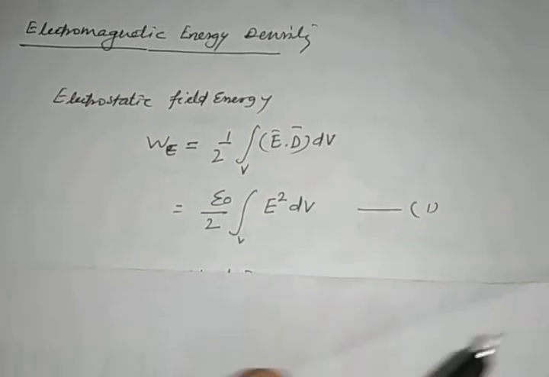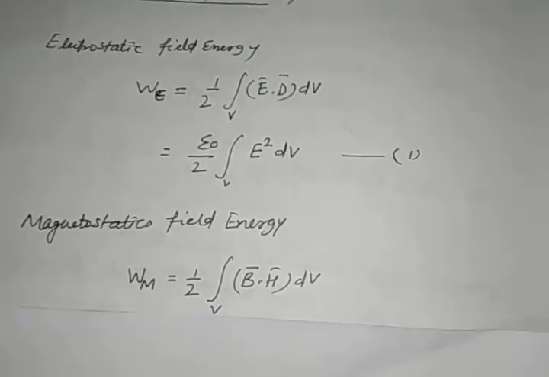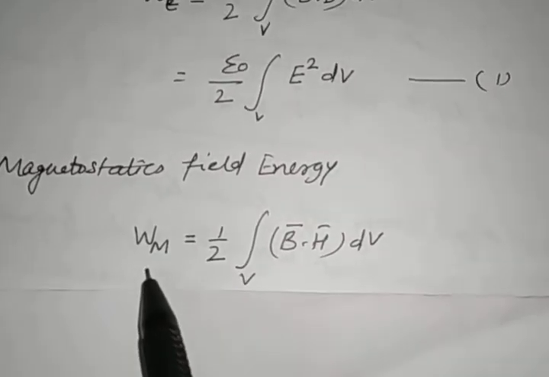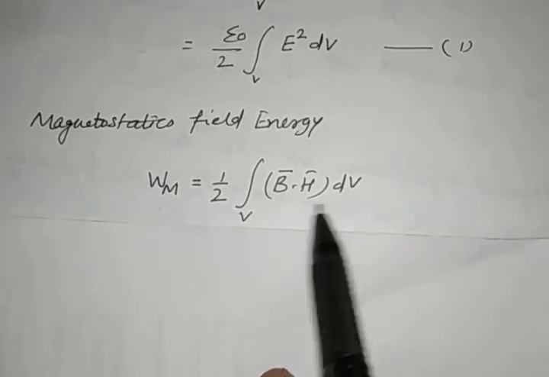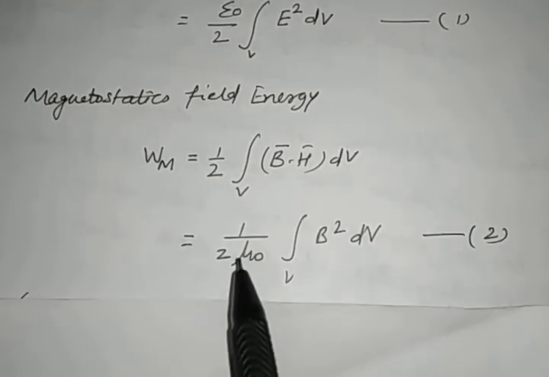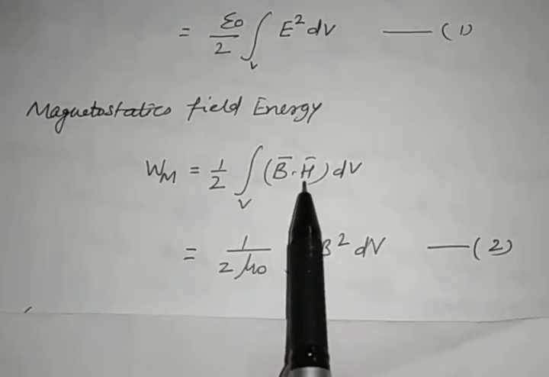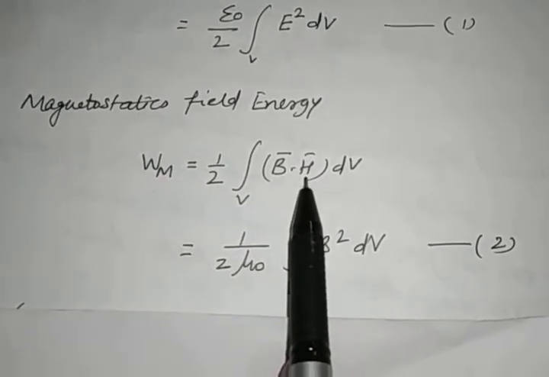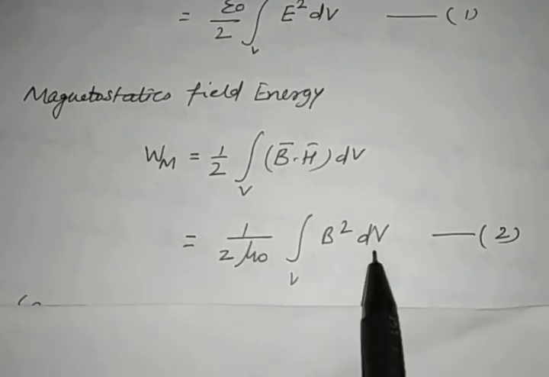Now if we talk about the magnetostatic part, the magnetostatic field energy is given by Wm. I am representing it like this: the magnetic field energy is 1 by 2 B dot H dV. And it can be derived from the value of H, if we take B by mu naught, so 1 by 2 mu naught B square dV.